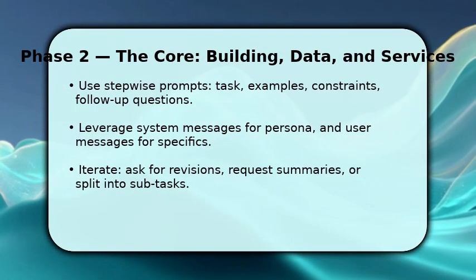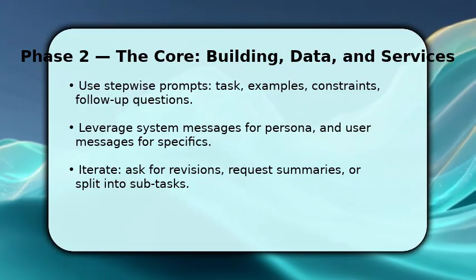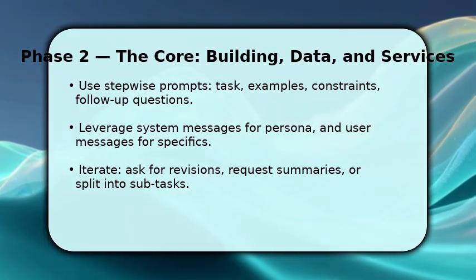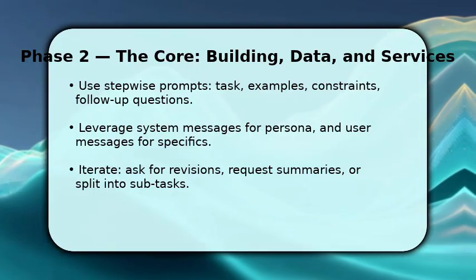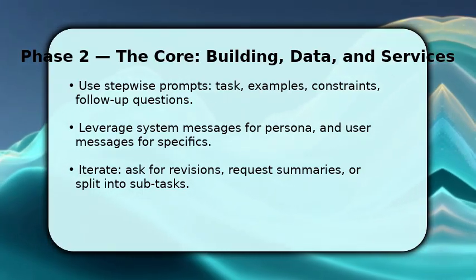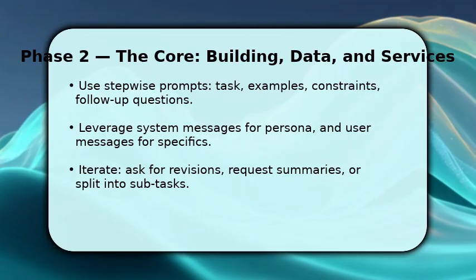Once you have a draft prompt, refine it with examples and explicit constraints. This helps the model follow your structure. Use a system message to set persona or style, then feed user messages with specific data or edge cases.